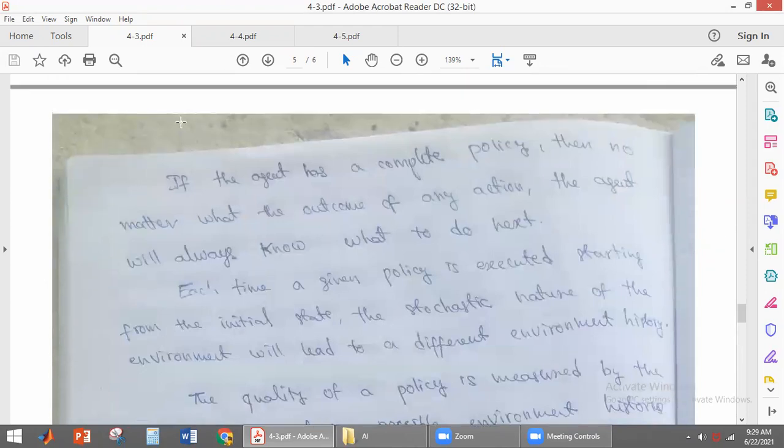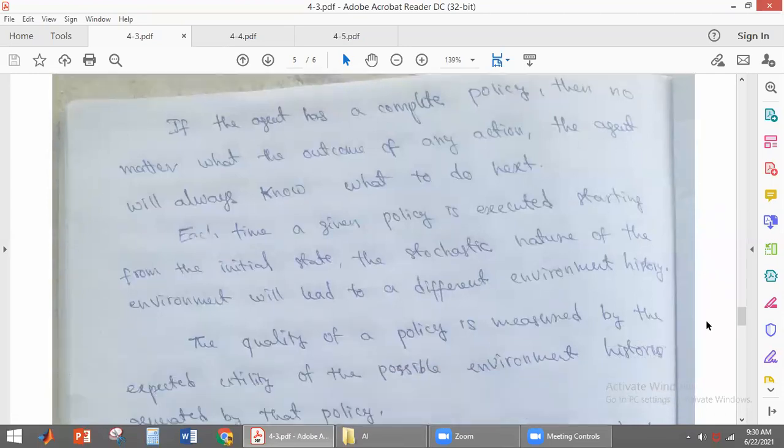What is a complete policy? The agent will have the complete information about what action it has to take at any particular state. So by any chance, if the agent is reaching any outcome, for example, by performing some action the agent is moving to some outcome, it does not bother, because it already knows what action to take in that particular state, since it has the complete policy.